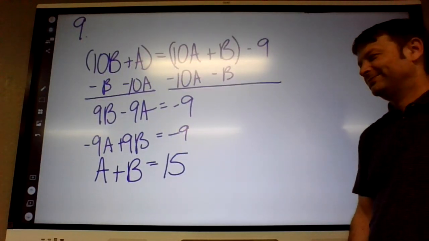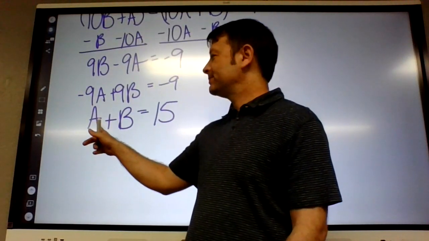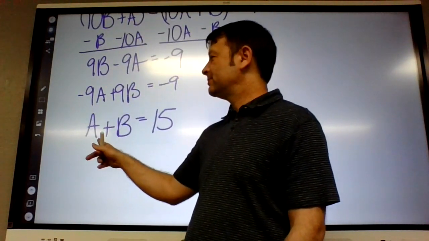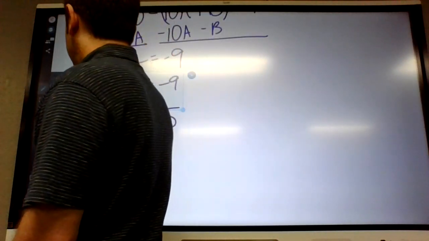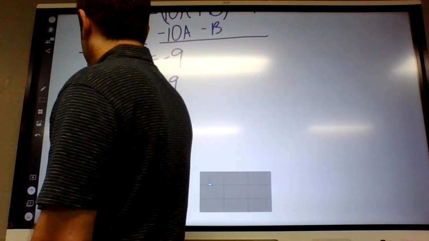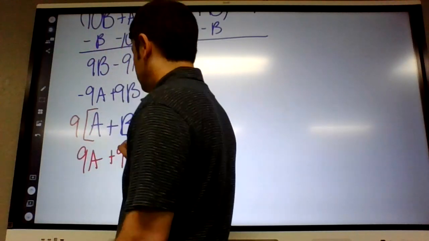Okay, so how would I get rid of the A's? I said multiply by 9, because this is negative 9A. So I'm going to multiply this line times 9. Oh, this is elimination.